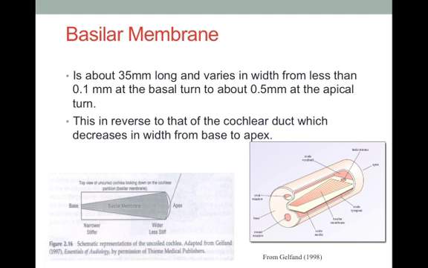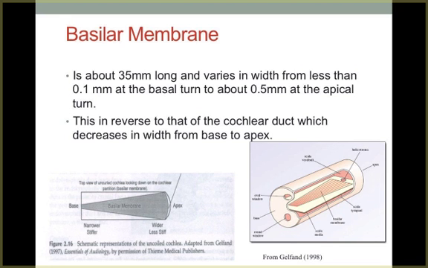A little bit more about this basilar membrane. It's about 35 millimeters long or 3.5 centimeters long, but since it spirals around the modiolus, it looks much smaller. It's a very thin membrane, and in terms of breadth, it is narrower at the base, and it gets wider as you go towards the apex.